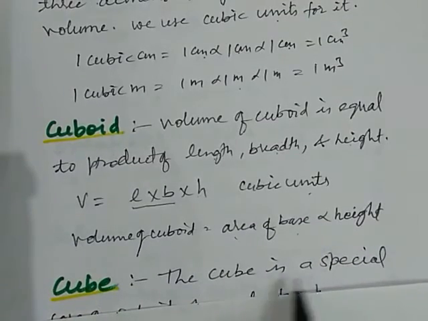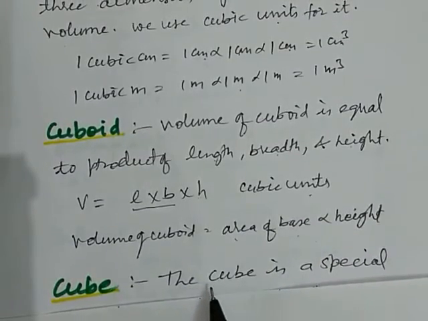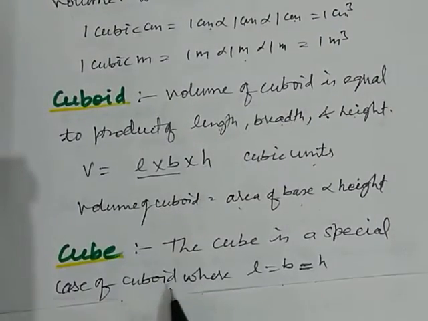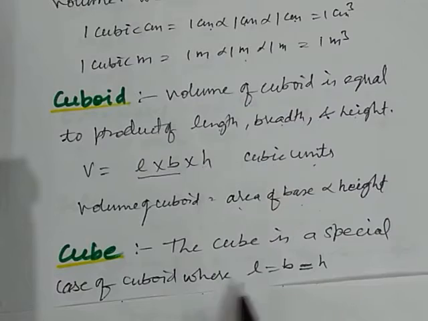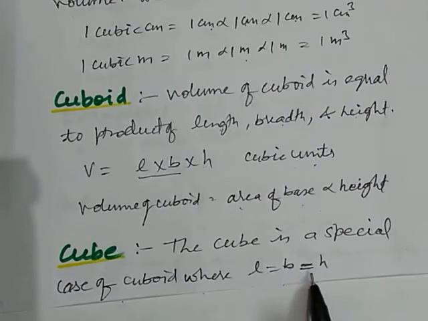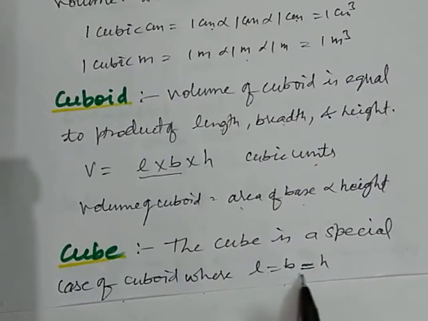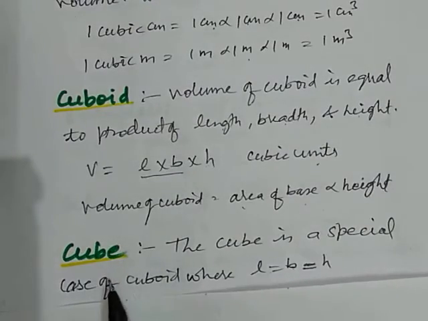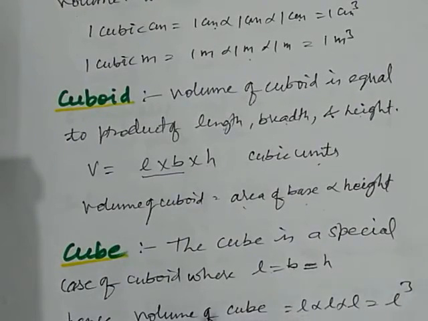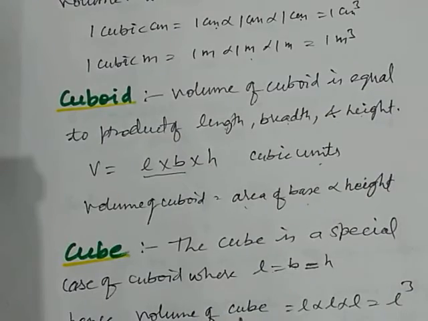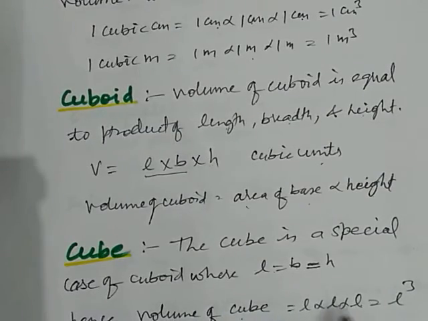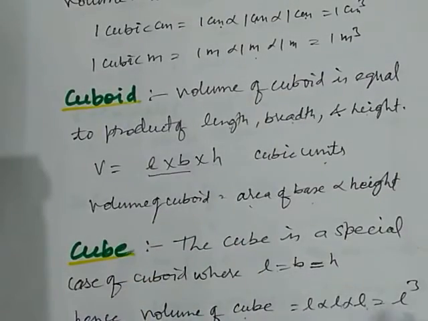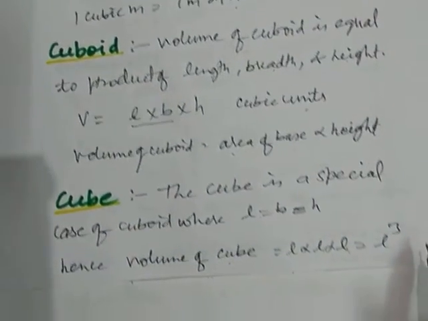Okay, now we learn the cube. The cube is a special case of cuboid where L equals B equals H, that is all 3 dimensions are equal, then the cuboid becomes a cube. So the volume of cube is L into L into L, because the values of L, B and H are L, L, L. So this becomes L cube.